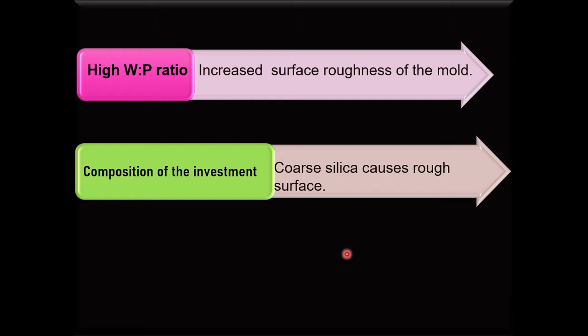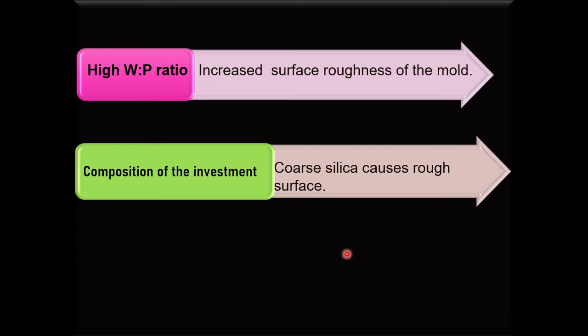The water powder ratio. The higher the water powder ratio, the greater the surface roughness of the mold. And if the water powder ratio is less, the investment material is quite dense, and during vacuum investing the air cannot escape, and that may cause air voids that will be reflected in the casting in the form of surface irregularities.